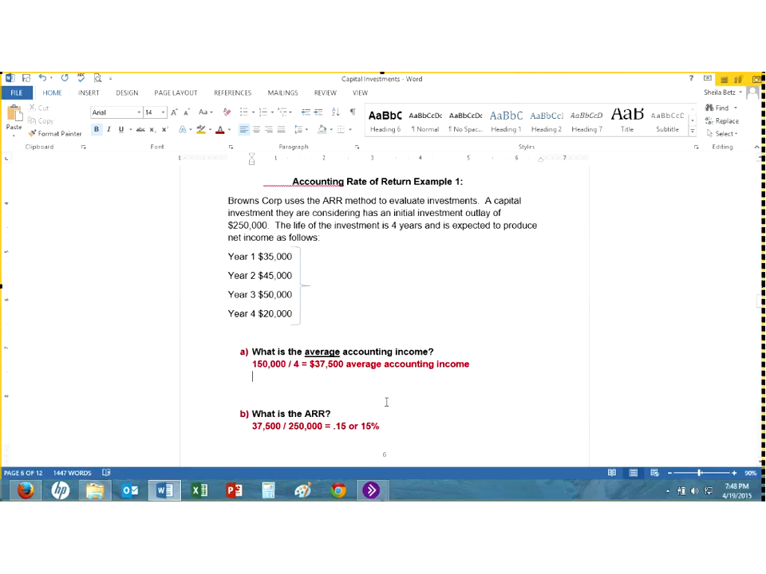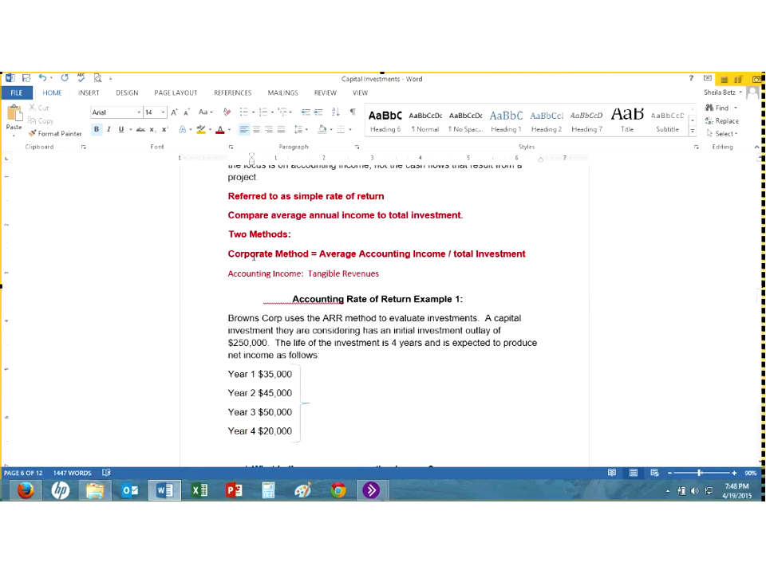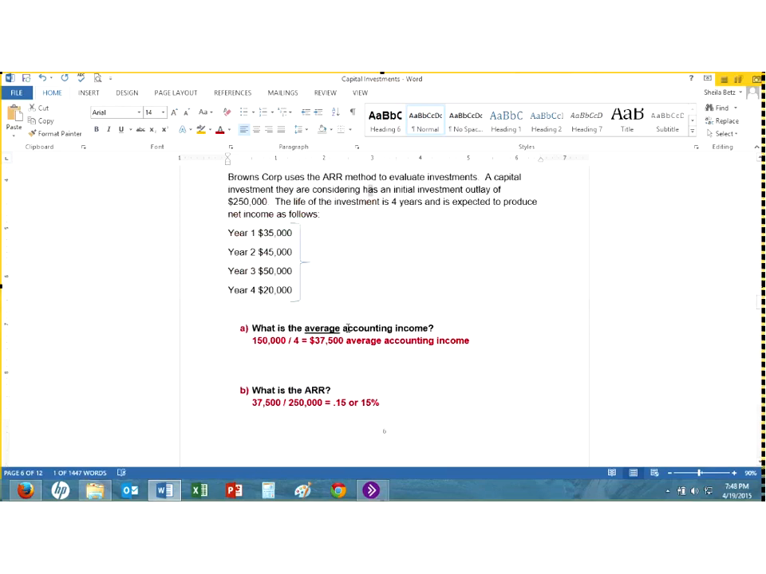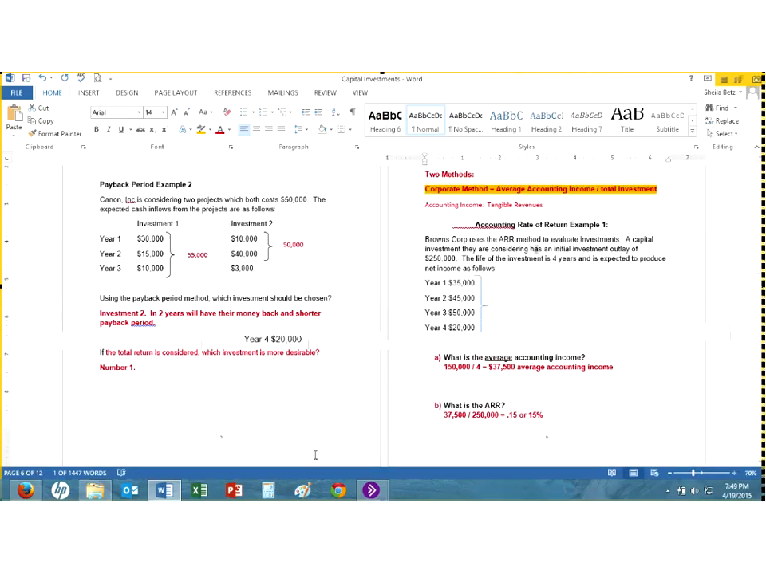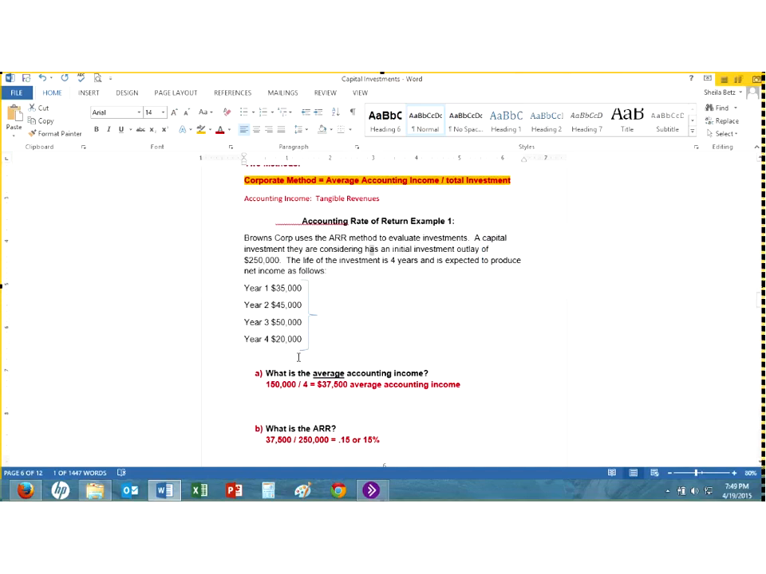And then question 2, what is the ARR? So we're going to be going back up here and using this formula to calculate that. My average accounting income, the first part of the formula, is $37,500. Then I'm going to divide that by the investment, which is up here at $250,000. So that gives me 0.15, which equals 15%.